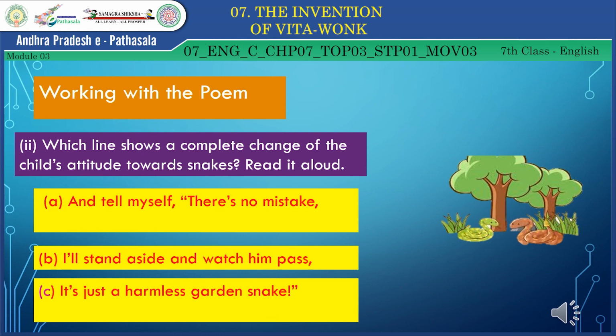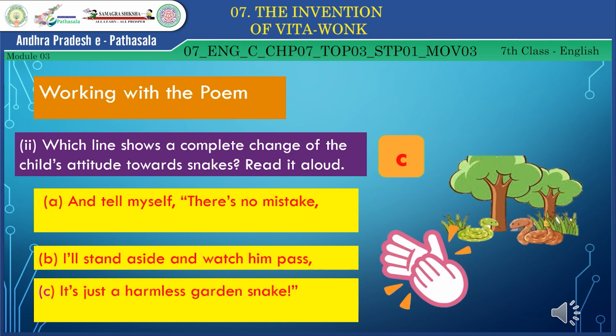which line shows a complete change of the child's attitude towards the snakes? Read it aloud. Options are A. And tell myself there is no mistake. B. I will stand aside and watch him pass. C. It's just a harmless garden snake. Yes, children, you answered well. Option C is the correct answer. Here is the next question for you.